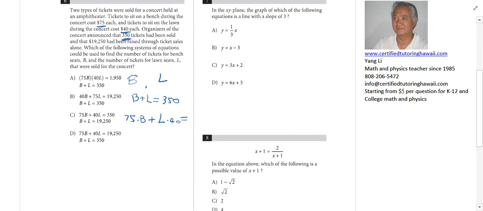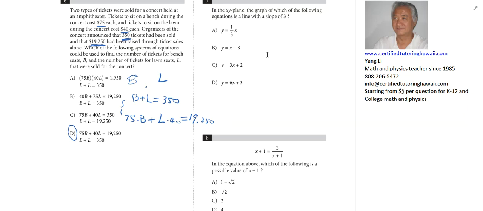They gave you the total sales here. They gave you total sales here is 19,250. Okay. So this is two equations available for this question. So let's look at here which one matches. B plus L is 350. This one has 40, no, not this one. Should it be this one? 40L plus 75B, right? So this one is the same as the D here.